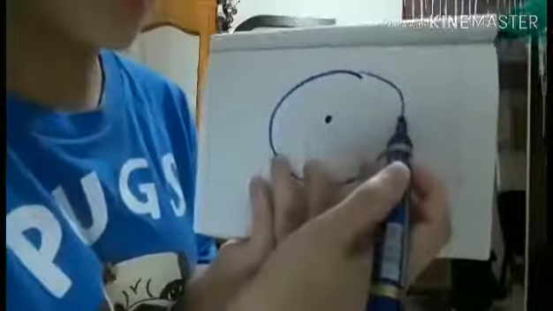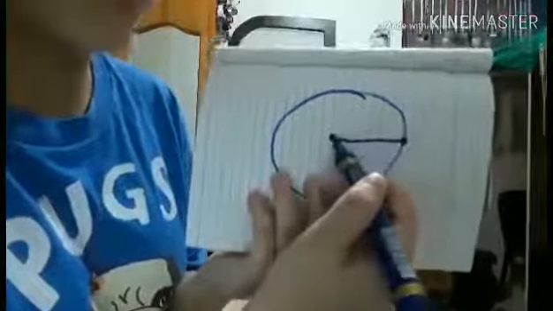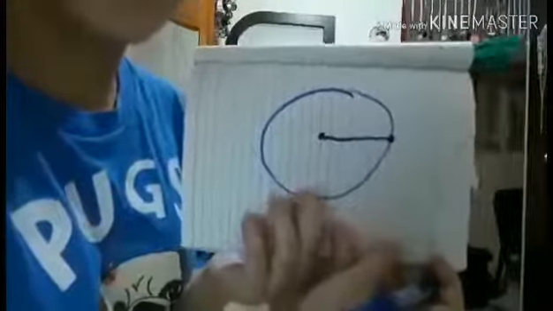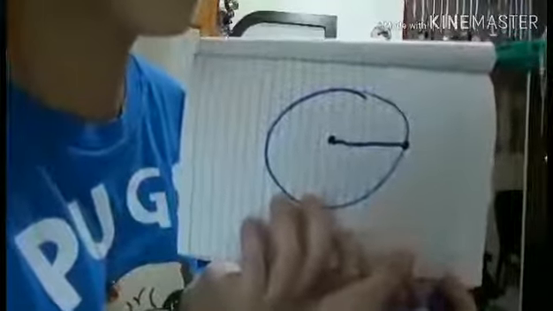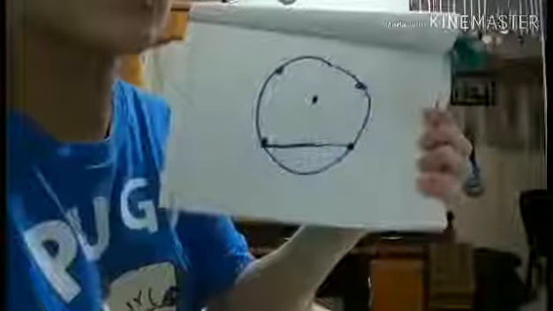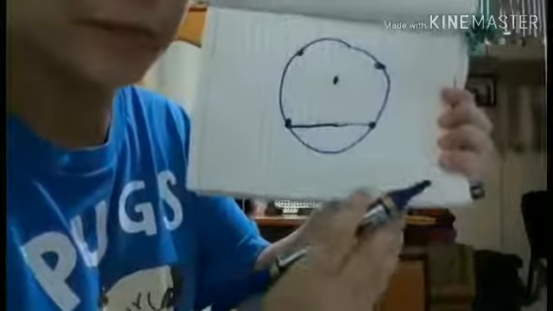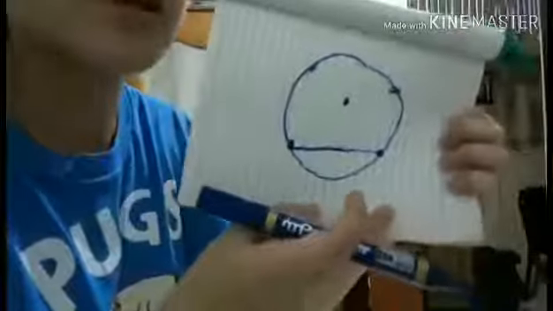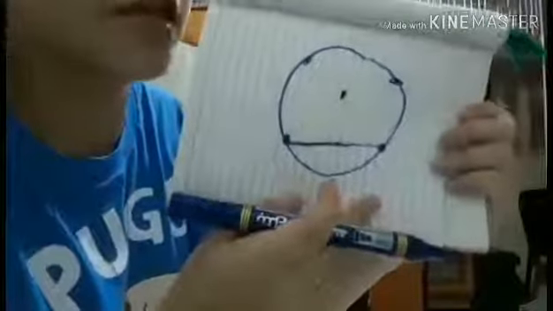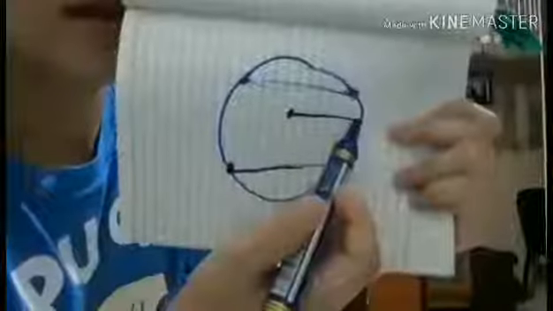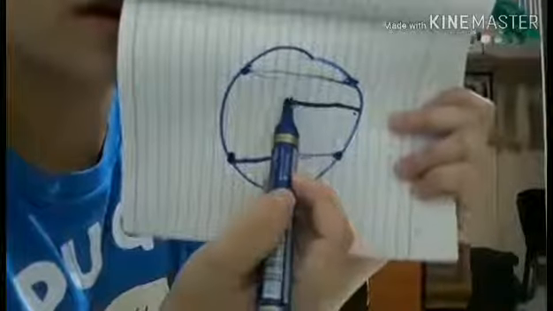The distance between the center of a circle and any point on it is called the radius. A line segment that joins two points on a circle is called a chord. As you can see, a chord can have many different lengths. Ito yung pinaka longest chord.